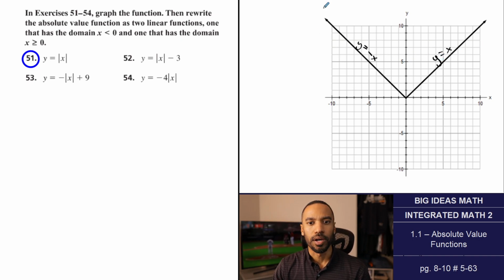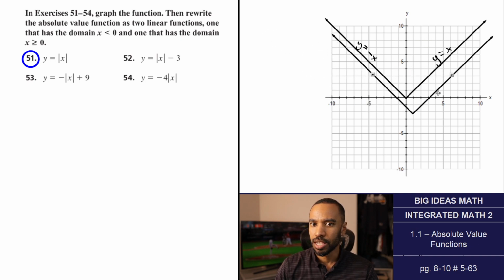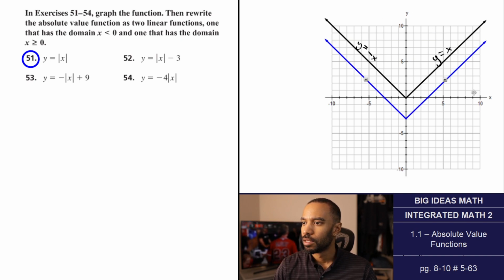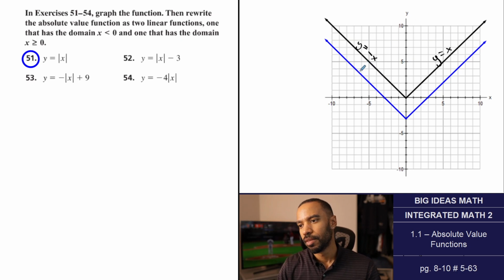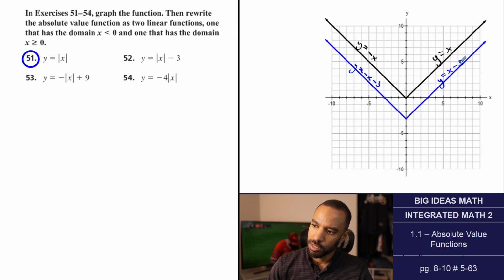Okay, next one. 52, absolute value of x minus 3. Let me just take this, copy and paste it, and translate it 3 units downward. Like that. And turn the color. All right, this is going to be on the left side in slope-intercept form. Slope is still -1, negative x, and then minus 3 y-intercept. And this is positive 1 slope and minus 3 y-intercept.